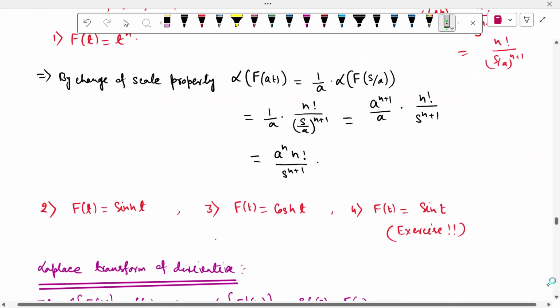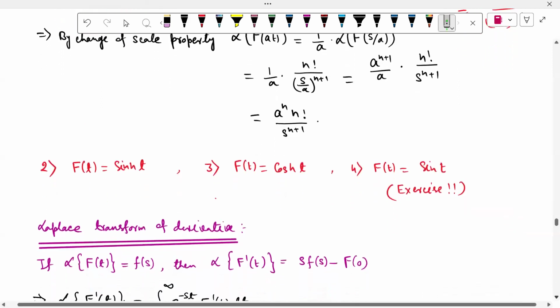Similarly, you can try and prove the following exercises. These are very basic, easy exercises. You can try for f(t) equal to sinh t, f(t) equal to cosh t, f(t) equal to sin t, maybe e to the power t, and you know all the formulas and the results. What is the Laplace transform of e to the power 2t? You know that. So find it for e to the power t and then find it for e to the power 2t and 3t using this formula.